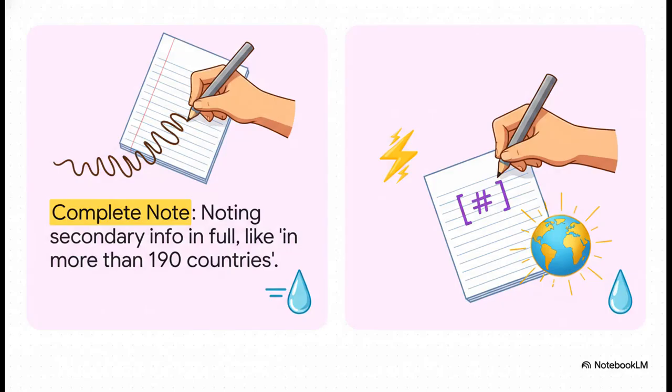So for example, take a phrase like "in more than 190 countries." A beginner might try to scribble all that out, but the pro, they just write the number inside a set of brackets. That's it. That simple little trigger is enough to jog the memory for the whole clause. It tells them, hey, remember that secondary detail about a number of countries? And their short-term memory just fills in the blank. It saves precious, precious seconds.